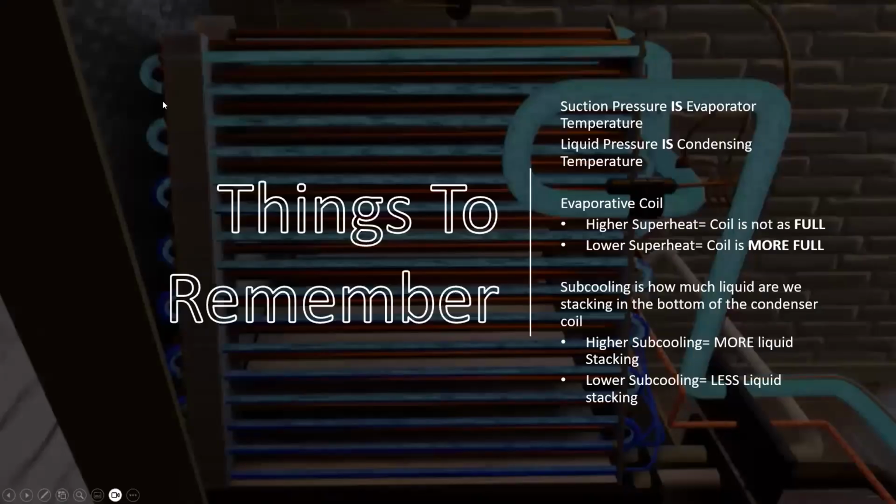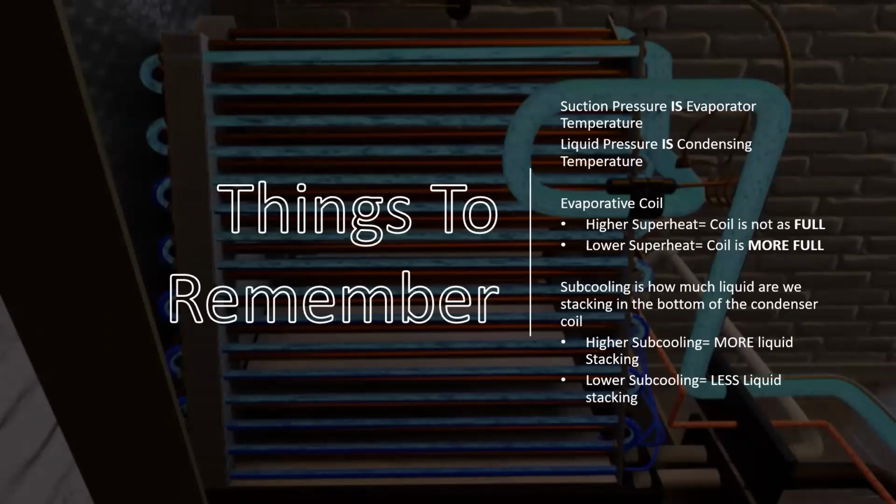Some things to know. Let's keep this simple. Suction pressure is evaporator temperature. That could be your gas line in cooling mode. That could be your true suction port on your heat pump in heating mode. Okay, so suction pressure is evaporator temperature. Liquid pressure is condensing temperature.